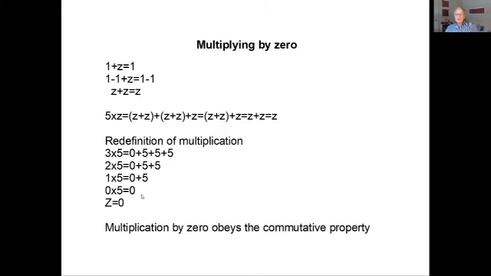And this is sort of interesting because over here I proved 5 times z, that is 0, was equal to 0. Now I'm proving that 0 times 5 is 0. Well, that's the commutative property. I wasn't willing to accept the commutative property, but this now makes me feel more comfortable. You might not necessarily feel it's a proof, but it's a confirmation.